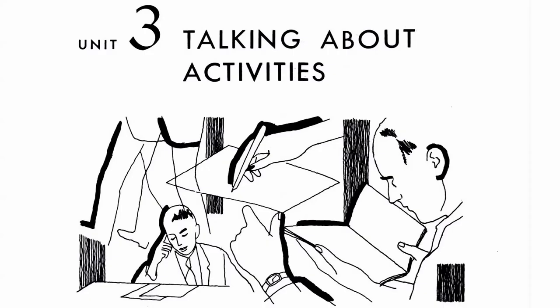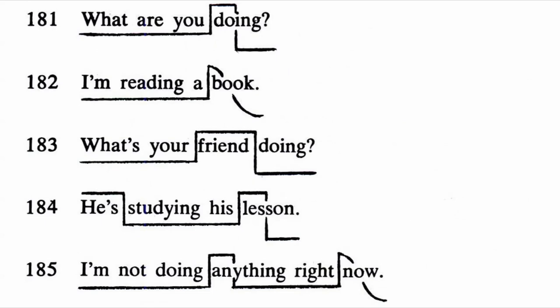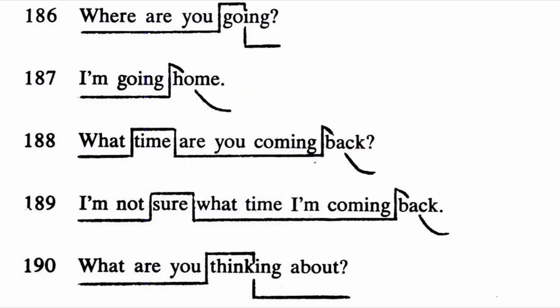Talking about activities. What are you doing? I'm reading a book. What's your friend doing? He's studying his lesson. I'm not doing anything right now. Where are you going? I'm going home. What time are you coming back? I'm not sure what time I'm coming back.